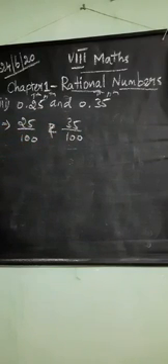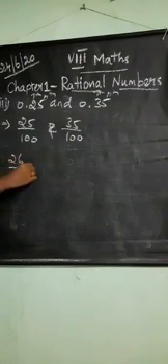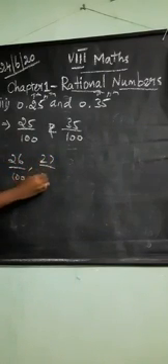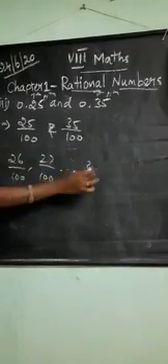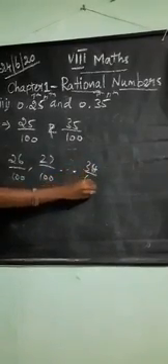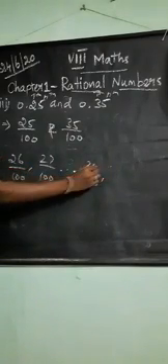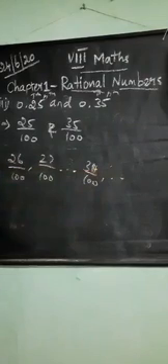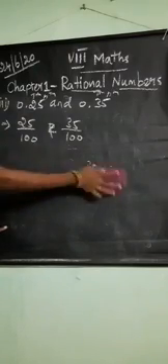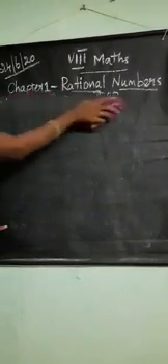In between, any 5 rational numbers. So 26 by 100, 27 by 100, 34 by 100. Next 30, 34, any 5 rational numbers. Okay, take and write in between 25 and 35. Are you clear, ma? Next sum also the same.